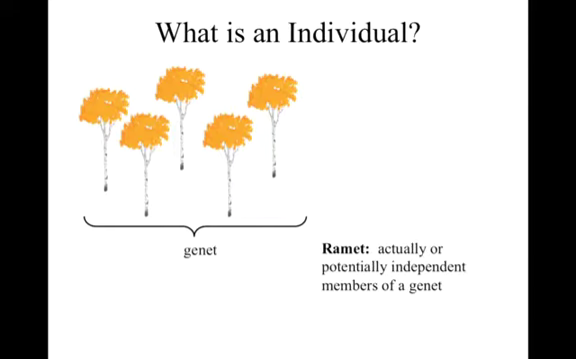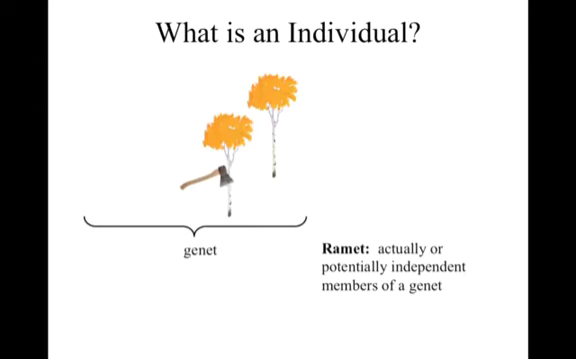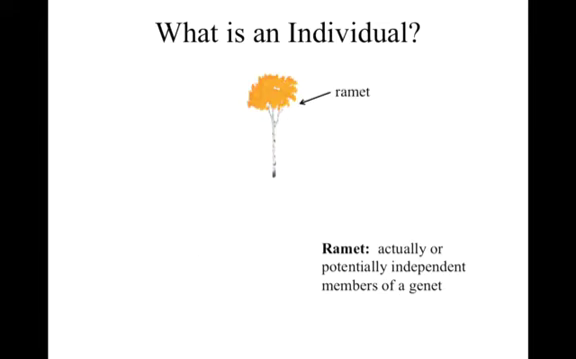A ramet is the actually or potentially independent members of a genet. So unlike you, if I cut off your arm, you'll probably bleed to death and die. If I cut down one tree in a genet, the whole forest doesn't die. In fact, I can cut down another tree in the genet, and the whole forest doesn't die. And I can keep doing that until I'm left with one single tree. And so that tree is the ramet. It's the independent individual organism that may be genetically identical to the other organisms around, but it acts as a unit that can live alone. So if you get rid of all the others, it could still live alone.